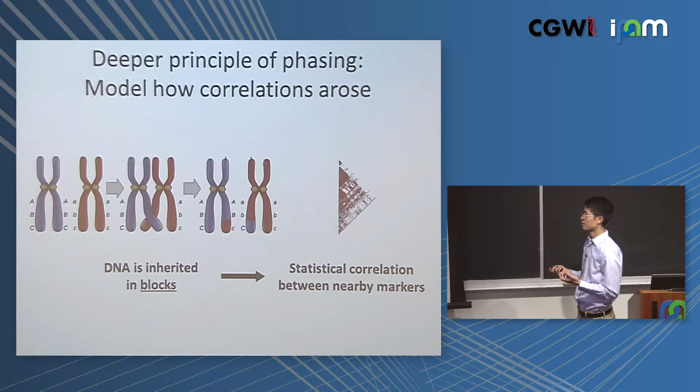And the answer is they arose because DNA is inherited in blocks. You get chunks of chromosome, sometimes close to an entire chromosome from one parent at a time. And the only way that chromosomes are broken up is by recombination, which occurs relatively infrequently, at least on a generation by generation level. So if we can actually model this process that gives rise to these correlations, then we can do a better job of inferring haplotype structure and inferring haplotypes.